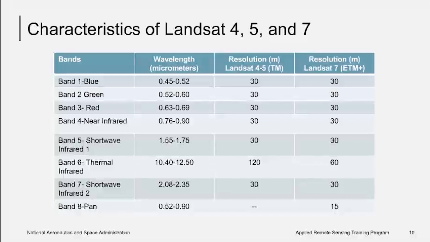This table provides each band, the wavelength range for each band, and the spatial resolution for each band for Landsat 4, 5, and 7. Remember, the spatial resolution refers to the size of each pixel represented in square meters on the Earth. The bands are all the same, with the exception of the thermal bands, which are a little coarser in resolution than the rest.